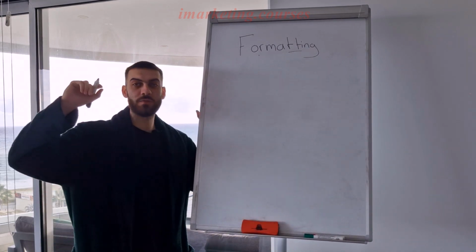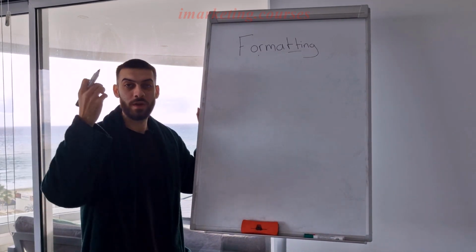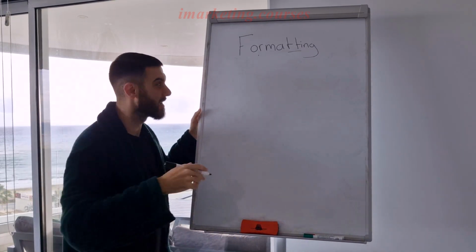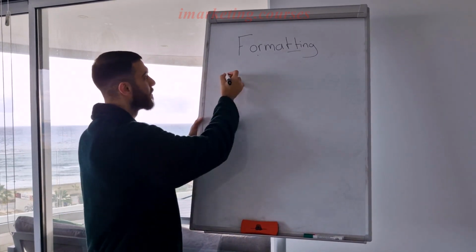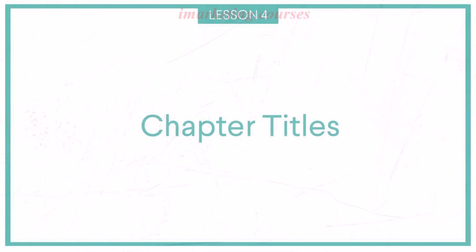Okay, so now you know how to format all your body text, you know how to format all your text, but you still have to make your book visually appealing inside. And the first thing you need to do to make your book visually appealing is to sort out your chapter titles. What are your chapter titles?